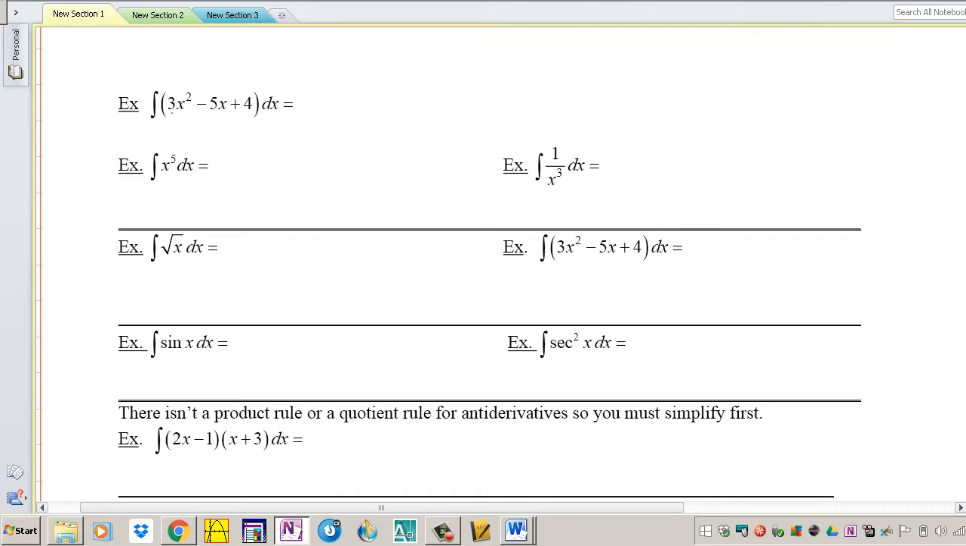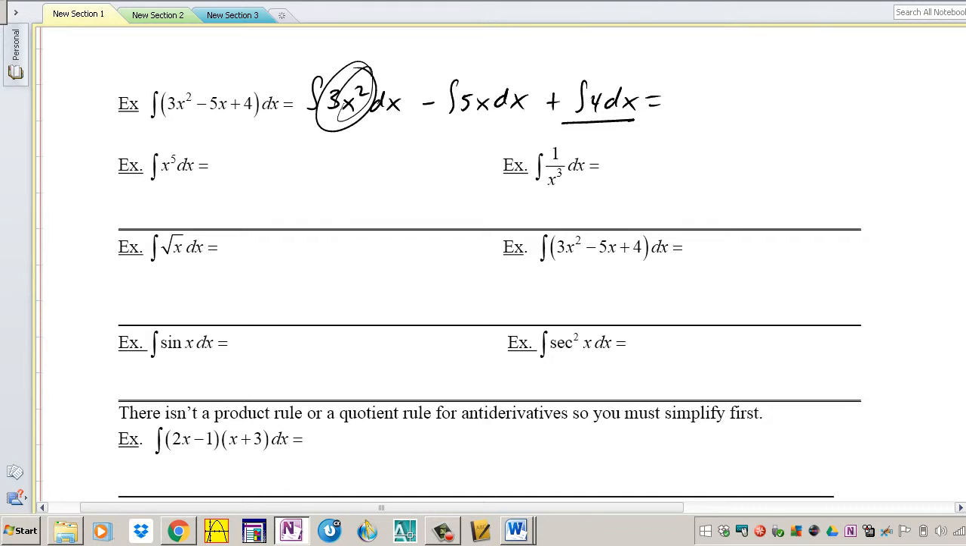So let's go ahead and begin with our problems here. We have the integral of 3x squared minus 5x plus 4. We can use the properties of integrals from the previous page. We can say that this is the integral of 3x squared dx minus the integral of 5x dx plus the integral of 4 dx. And then we can integrate each term. Remember that we can only integrate the variables and not the constants. I'll show you how to integrate constants with this term right here.